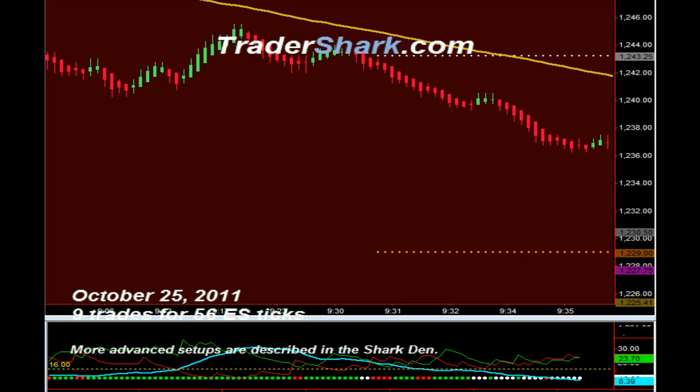The following are examples of trade setups that occur on a regular basis and are described in detail in the trading manual and in the live daily Shark Den. We are showing 9 trade setups for a potential profit of 56 ES ticks. The market opened up this morning at 1243.25, represented by this white dotted line.